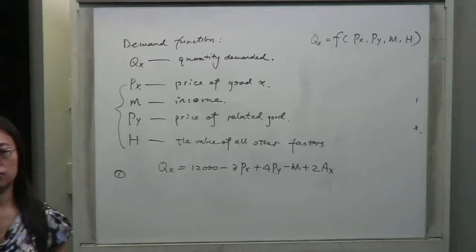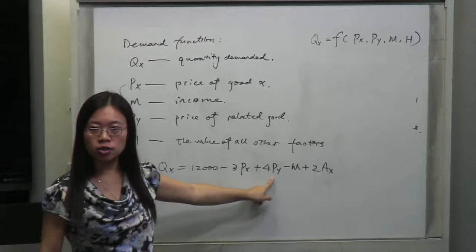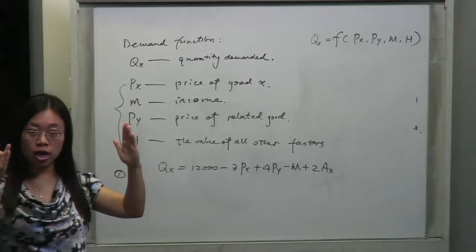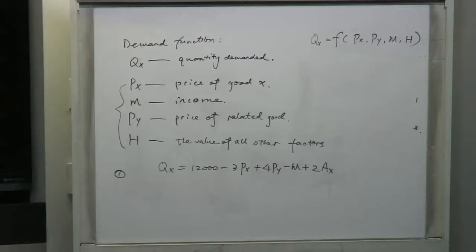Next question. Are X and Y complements or substitutes? Substitutes. Why? The emphasis is on price. The sign in front of it is positive, which means when the price of Y goes up, the quantity demanded of good X goes up. So they change in the same direction. Only when the two goods are substitutes do PY and QX change in the same direction. So this function form tells us X and Y are substitutes.